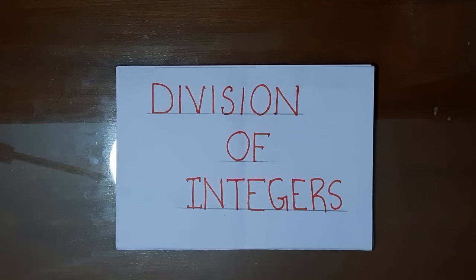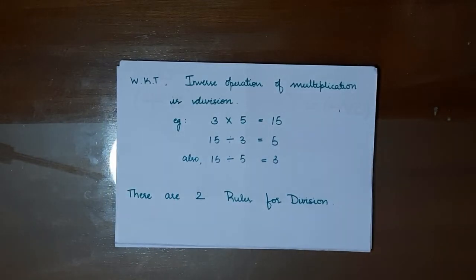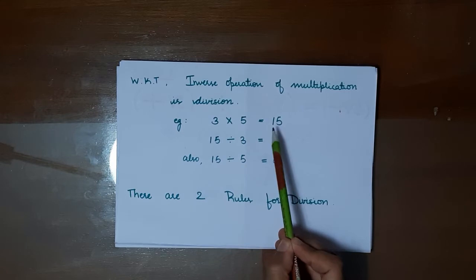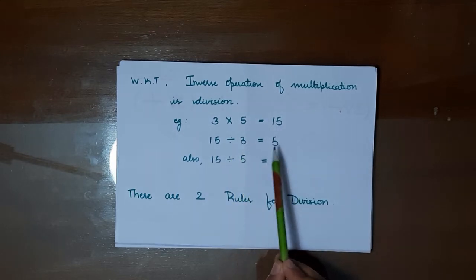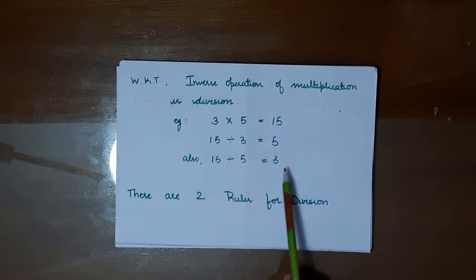Hello everyone. Today let us study division of integers. We know that the inverse operation of multiplication is division. For example, 3 into 5 is equal to 15. 15 divided by 3 is equal to 5. Also 15 divided by 5 is equal to 3.